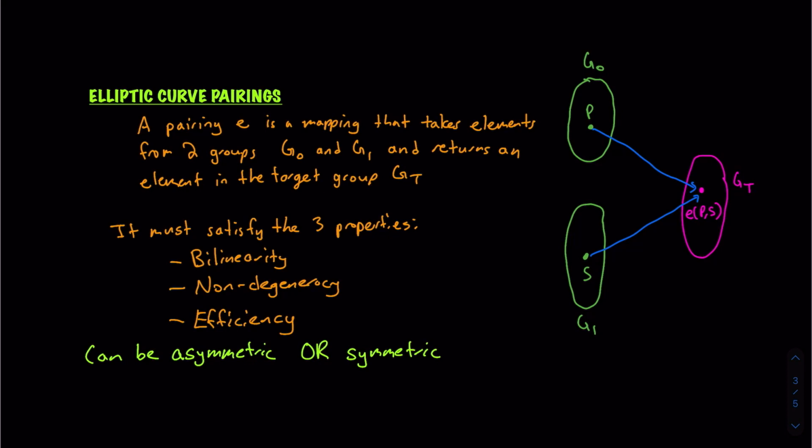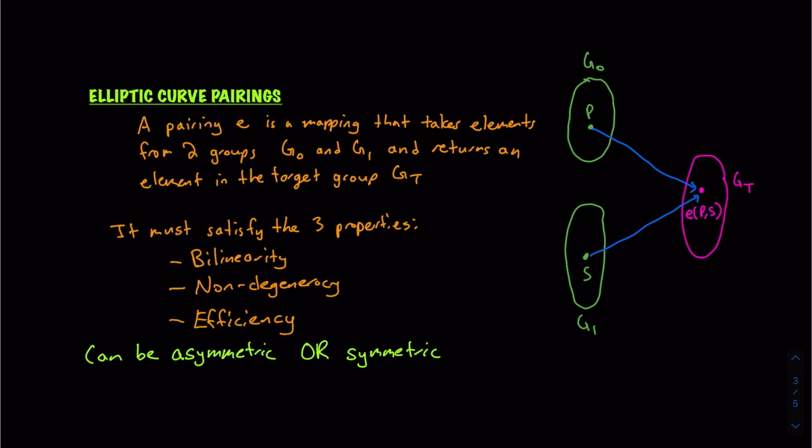GT is another group, but it is not an elliptic curve group. Although it may not be totally accurate, it's probably easiest to just think of GT as a group of scalars, basically a group of numbers. Okay, so what do these three properties mean?